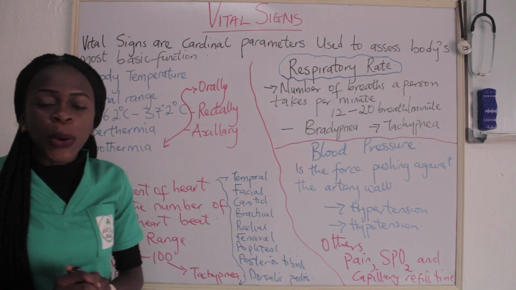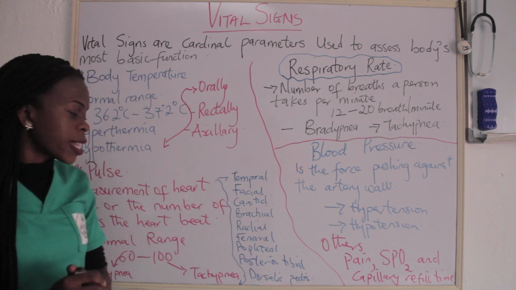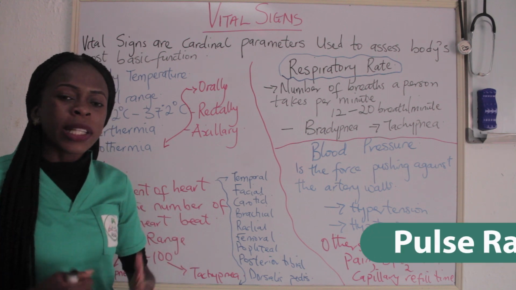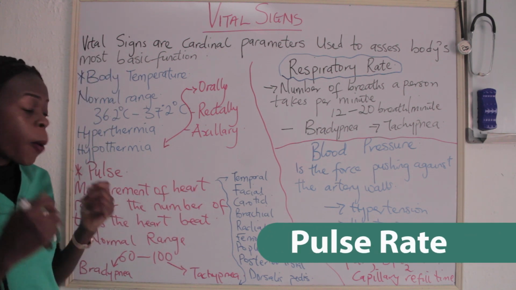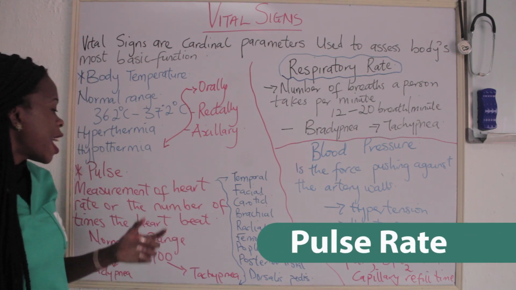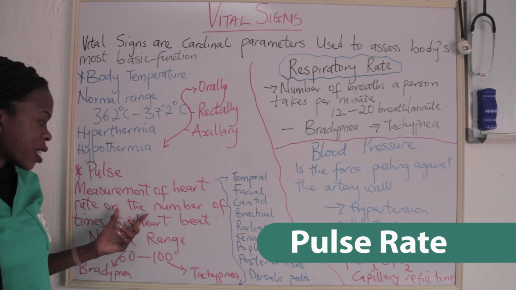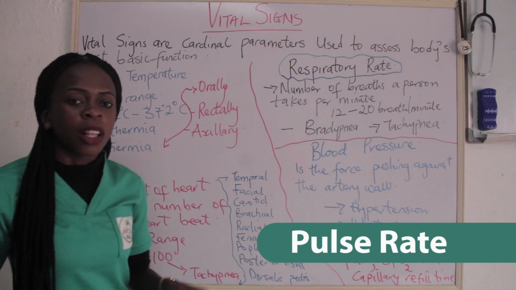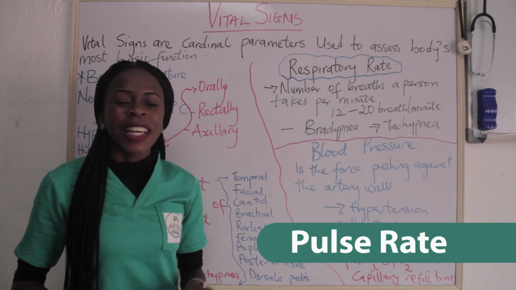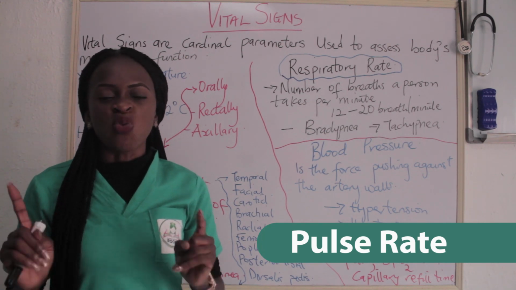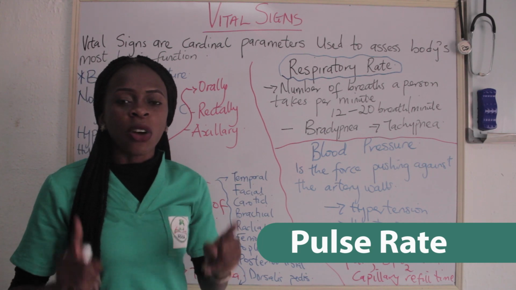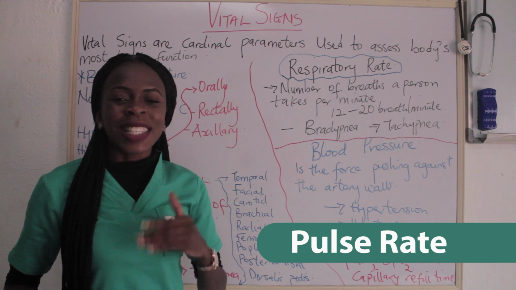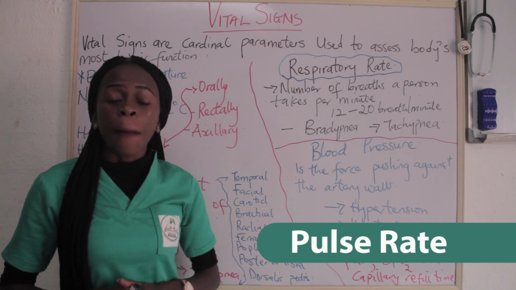Then the second component of the vital signs is the pulse rate. What is pulse rate? The pulse of a human body is a measurement of the heart rate, or the number of times the heart beats. The normal range is between 60 to 100 beats per minute.